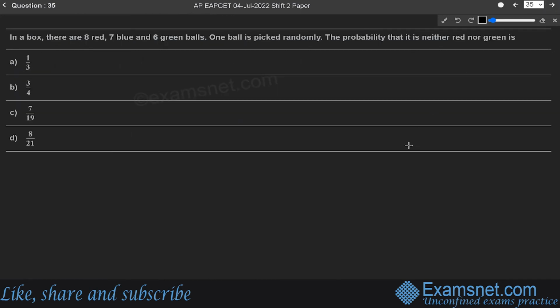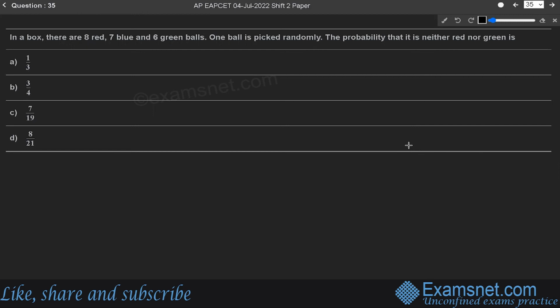Next question is, in a box, there are 8 red, 7 blue and 6 green balls. One ball is picked randomly. The probability that it is neither red nor green is. This is a question that comes from probability and it is a very, very simple question.